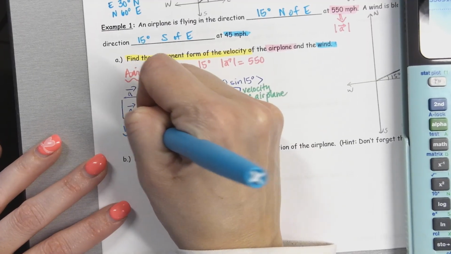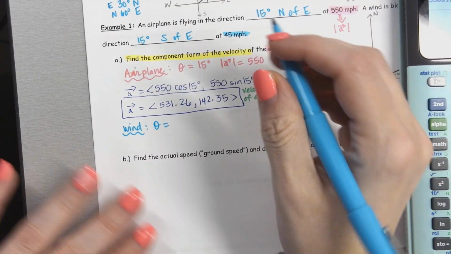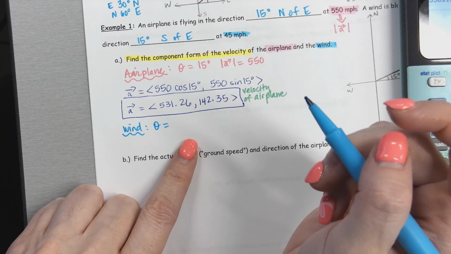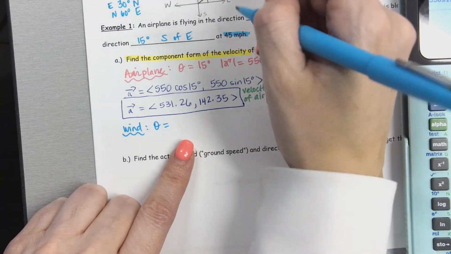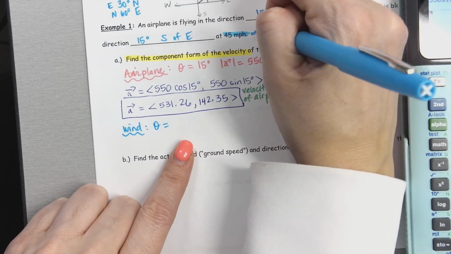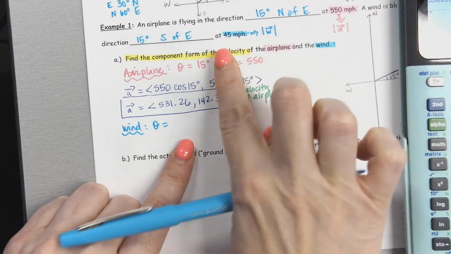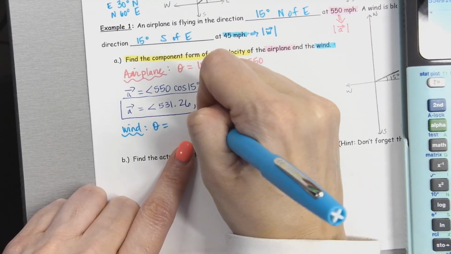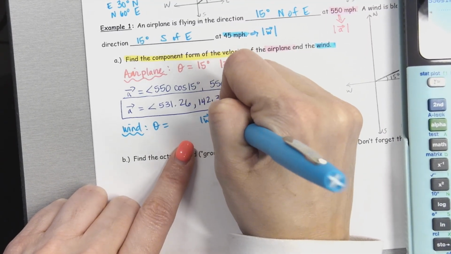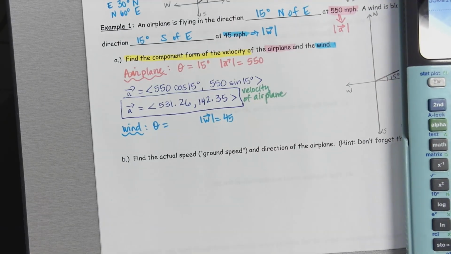All right, so for the wind, we're going to find what the theta is after we draw that, and then we know the magnitude of the wind is the speed. So the magnitude is the 45 miles per hour.